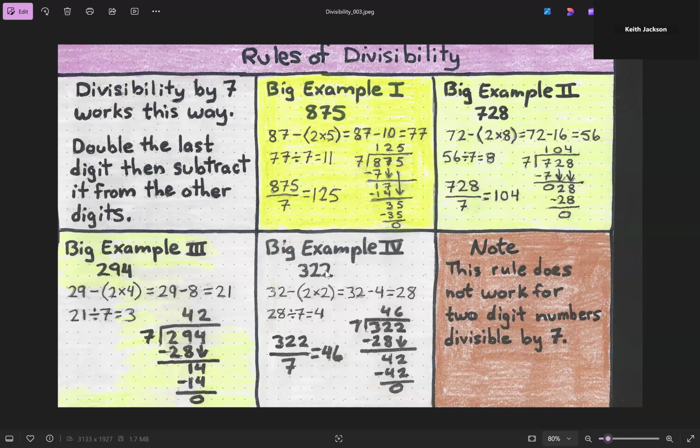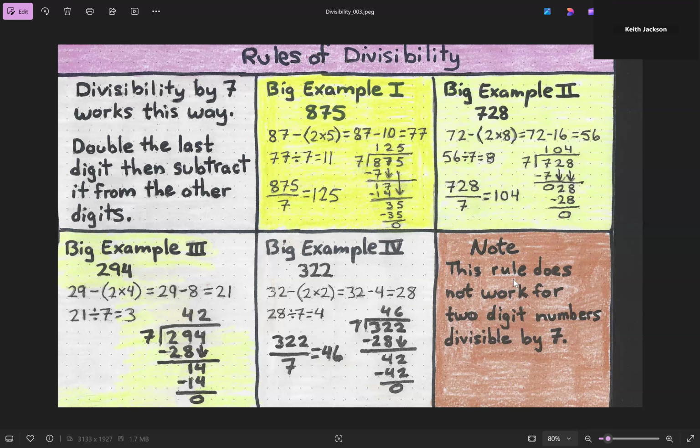And let's move on to our final big example 4. Let's see if 322 is divisible by 7 by multiplying that last digit by 2. We notice that 32 minus 4 will give us 28. We know that 28 divided by 7 will give us 4. That lets us know that 322 is divisible by 7, which will give us an answer of 46.